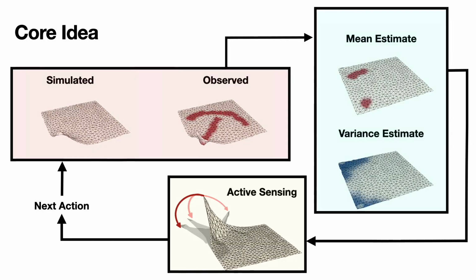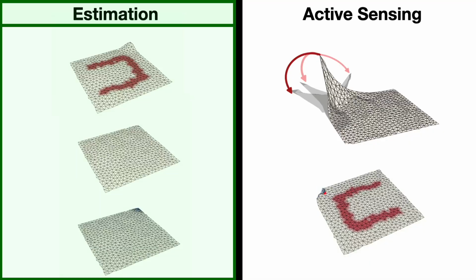Our method uses the discrepancy between simulated and observed interactions to compute a probabilistic update on boundary attachments and inform safe future actions. Our method is divided into two parts. We're going to start by talking about estimation.